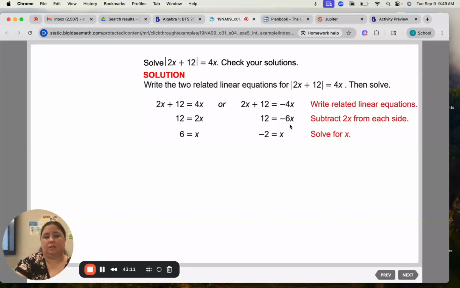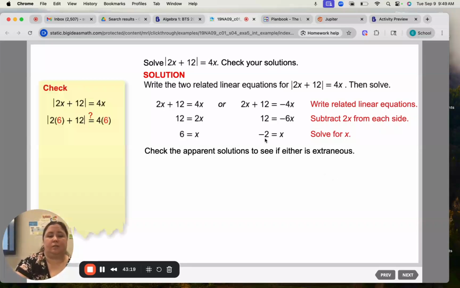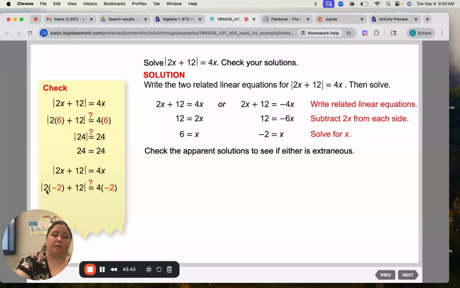If I plug the 6 in, 2 times 6 is 12. 12 plus 12 is 24. On this side, 4 times 6 is 24. Can 24 equal 24? Yeah. So that one would be correct. So now let's plug in the -2. -2 times 2 is -4. -4 plus 12 is 8. 4 times -2 is -8. Can 8 equal -8? No. So then this would be an extraneous answer because of that negative.